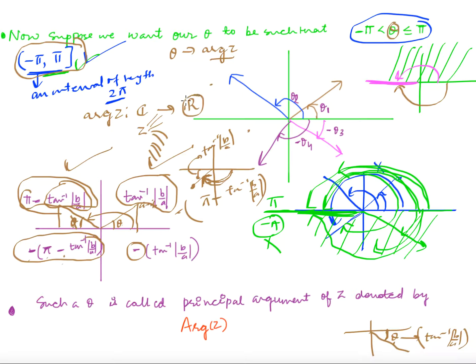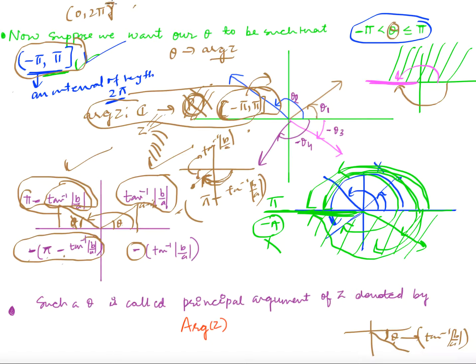So we fixed it this way: we don't want it from C to R, we want it from C to some particular interval of length 2 pi, for example minus pi to pi. But it can be any interval. And this is a function, and when you fix the interval, this is a well defined function. So it means that every complex number has a unique argument of z, and when this interval is fixed as minus pi to pi, you can also fix 0 to 2 pi, or minus 2 pi to 0, it's up to you. You can fix any interval of length 2 pi.